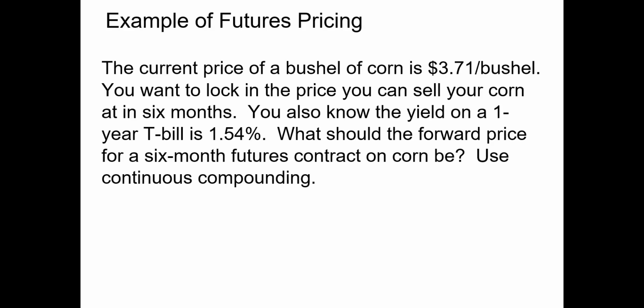In this example, the current price of a bushel of corn is $3.71 per bushel, and you want to lock in the price that you can sell your corn at in 6 months. You also know the yield on a 1-year T-bill is 1.54%. What should the forward price for a 6-month futures contract on corn be? And in this example, we'll use continuous compounding as opposed to annual compounding.